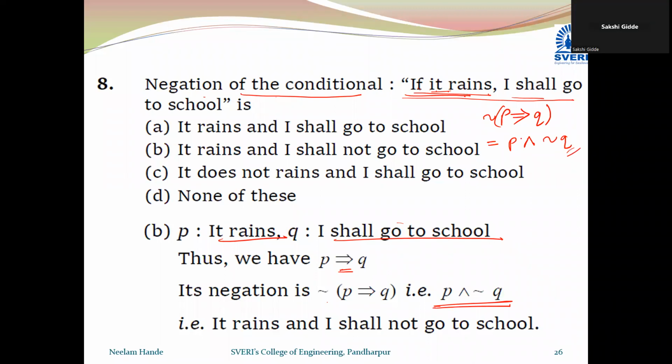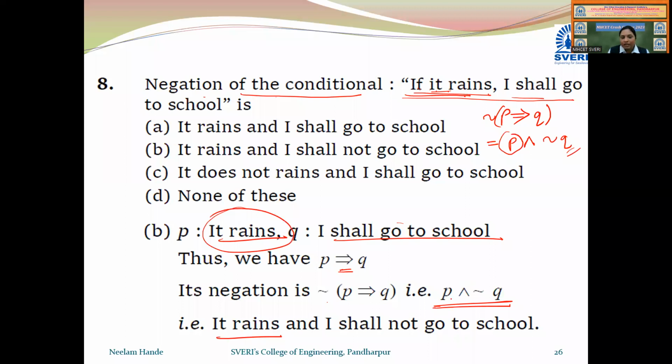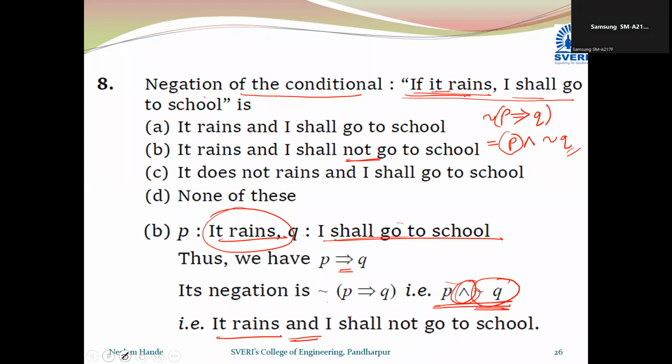We'll write the P statement as it is. What is the P statement? It rains. So I have written it rains. Then the notation and. So I'll write and. And then I'll write negation of Q. Negation means just add not there. So I shall go to school; the negation of this is I shall not go to school. It rains and I shall not go to school. Read it properly. Option number B. Do you understand? Yes, ma'am. Good.